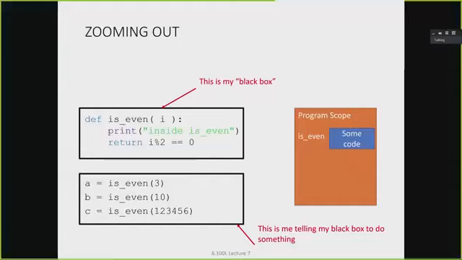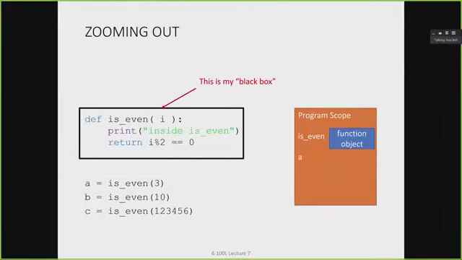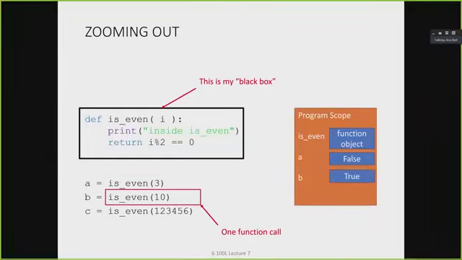And we're using the black box by making function calls. So a is going to be a variable that's bound to the value returned by is even. So it's going to be based on the function call, false. And then here I have another function call. I'm using this useful piece of code that I wrote up here. And b is going to be a variable that's bound to true. And c is going to be a variable that's bound to true, right?